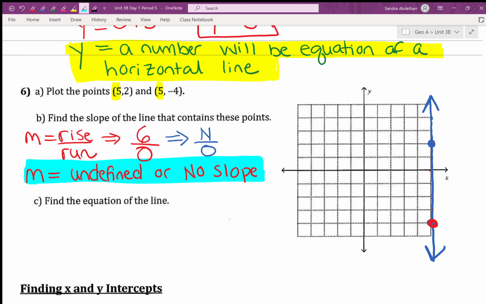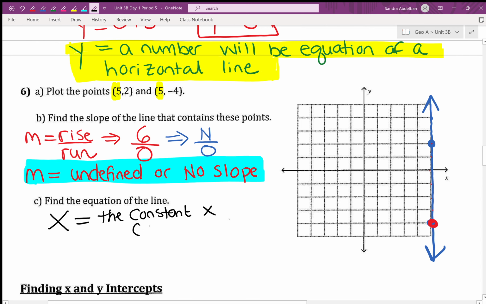Okay, so now we want to find the equation of this line. This is a special case. Because there's no chance of survival on this vertical line, it's not going to be y equals mx plus b. It's not even going to be y equals. Jake, you think you know? It's going to be, yep, x equals the constant x coordinate. So what is the constant x coordinate here? 5.